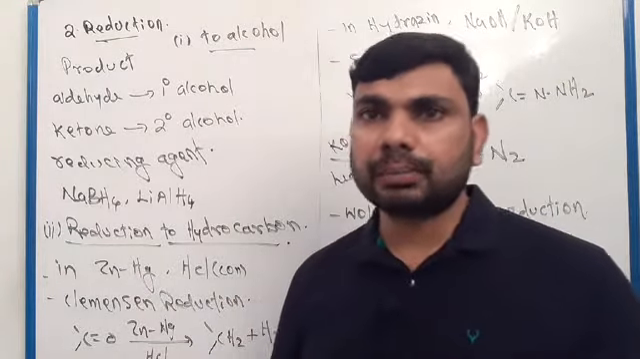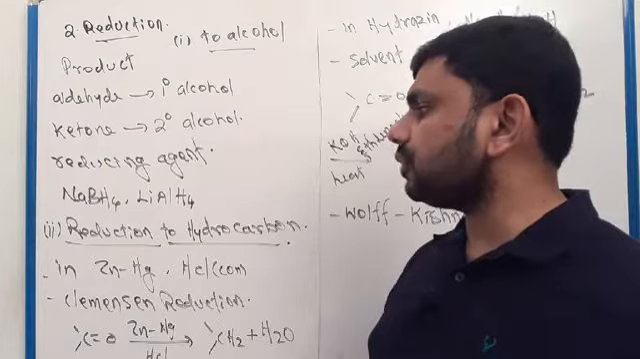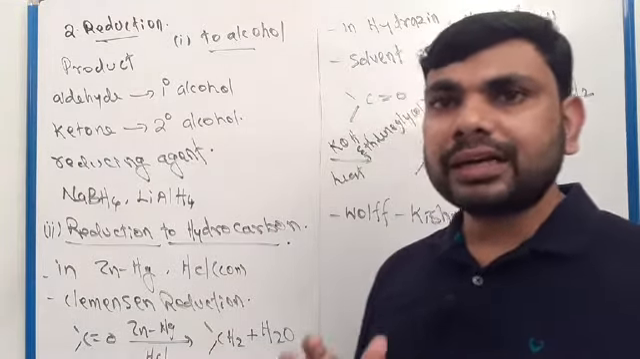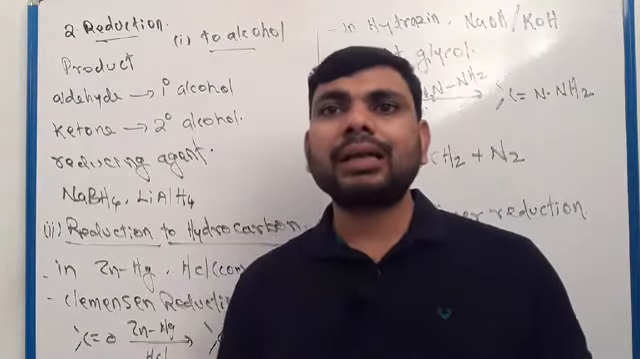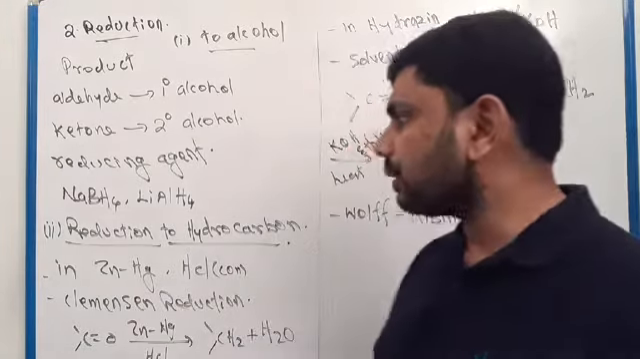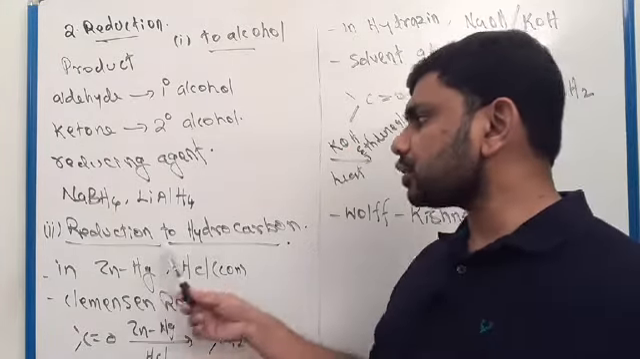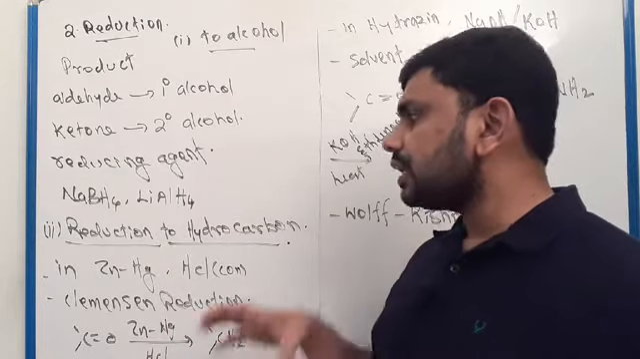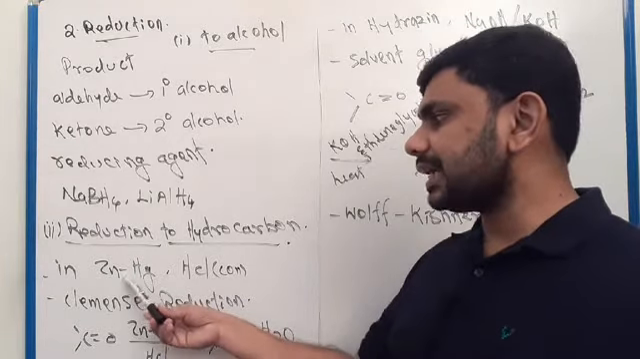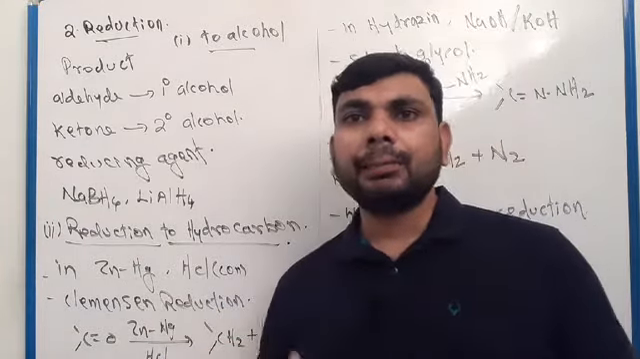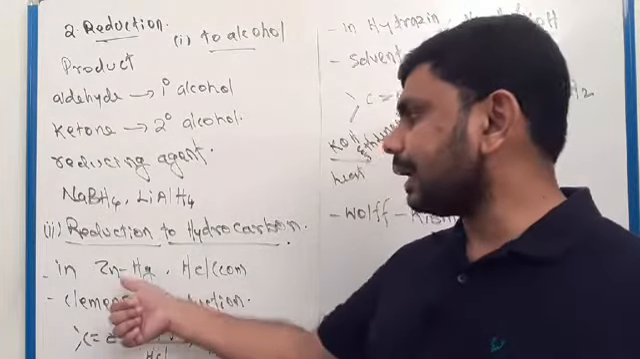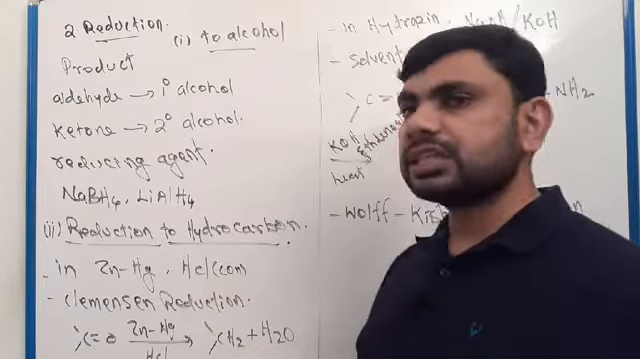Reduction to hydrocarbon. We have to discuss two types of chemical reaction here. First one, reduction in presence of zinc amalgam and concentrated HCl. This chemical reaction takes place in presence of zinc amalgam. Amalgam means a metal with mercury, that is amalgam. Zinc amalgam and concentrated HCl.